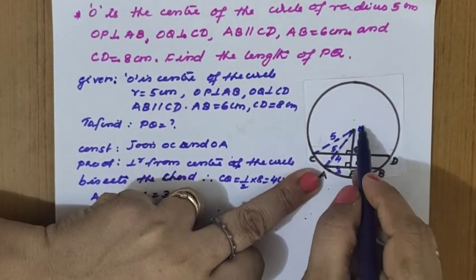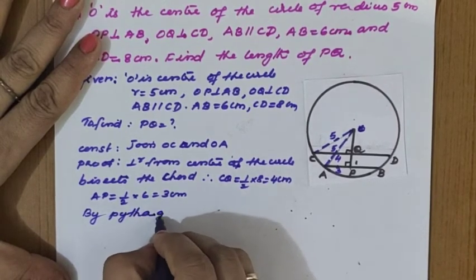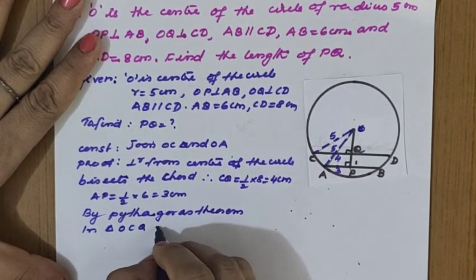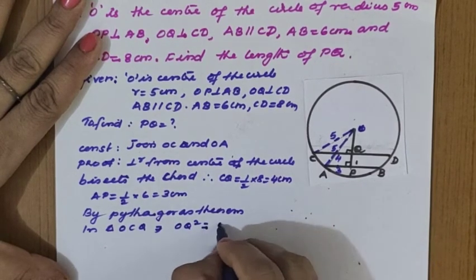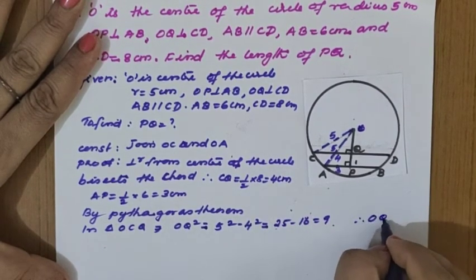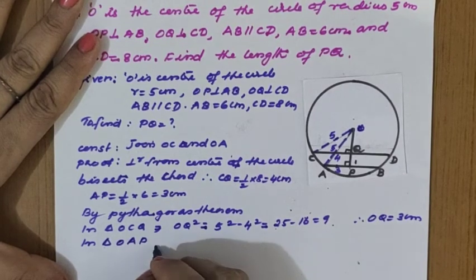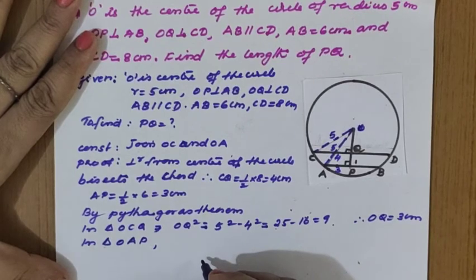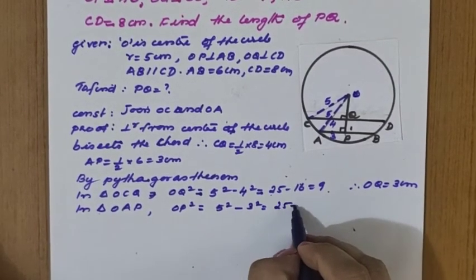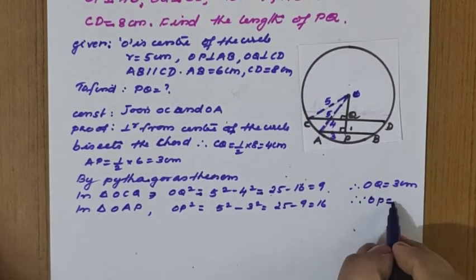Right. So now triangle OCQ by Pythagoras theorem. Because already it is given that perpendiculars only. So by Pythagoras theorem in triangle OCQ, OQ square equal to 5 square minus 4 square equal to 25 minus 16 equal to 9. Therefore, OQ equal to 3 cm. Similarly, in triangle OAP, again angle P is 90 degree only. By Pythagoras theorem we can write. So OP square equal to 5 square minus 3 square equal to 25 minus 9 equal to 16. Therefore OP equal to 4 cm.